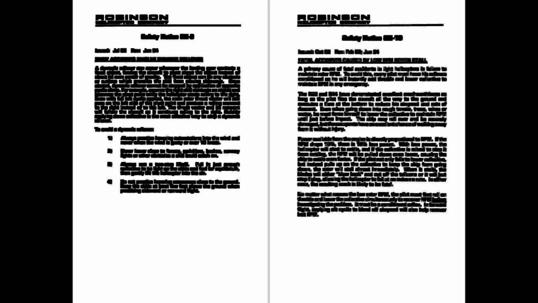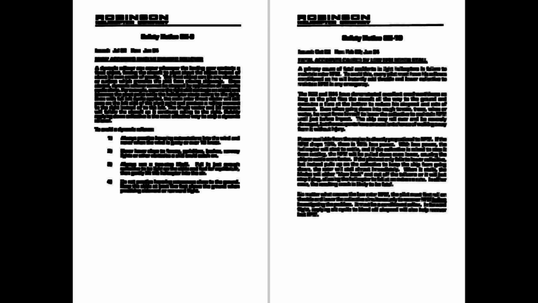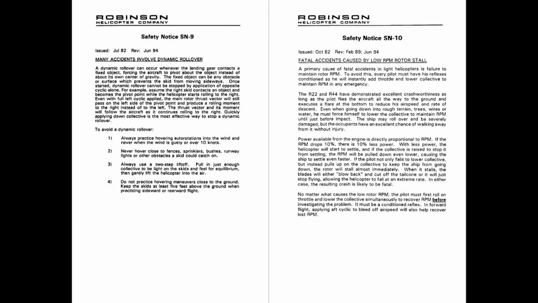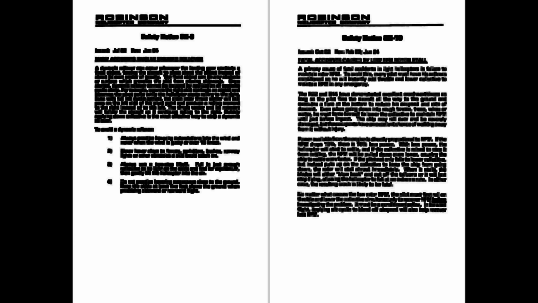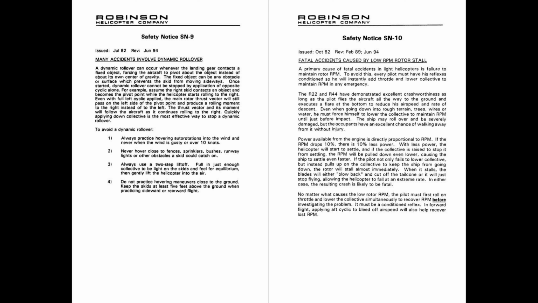What is the most effective way to stop dynamic rollover? Quickly apply the down collective. If the rotor RPM drops by 10%, there is how much less power? What reflex should be conditioned for low RPM warnings? Simultaneously roll on the throttle and lower the collective.